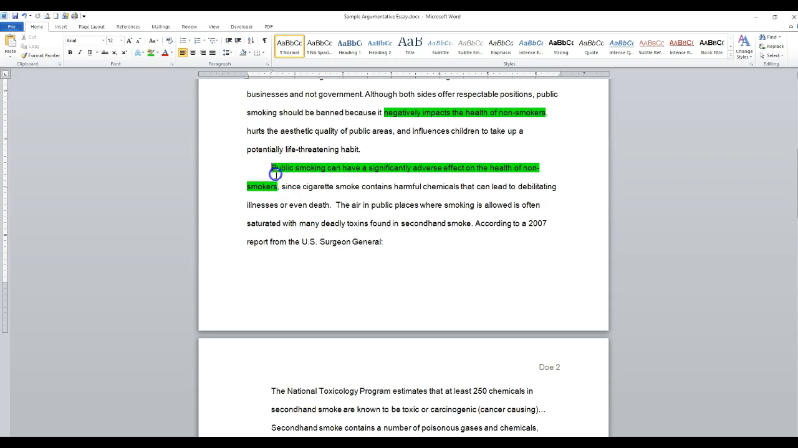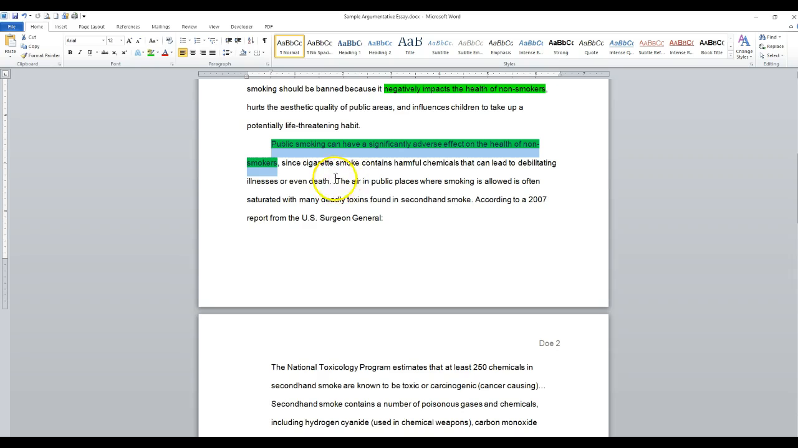By reading this, I know that this is going to be a discussion about how public smoking hurts the health of non-smokers, which again goes back to the first thing mentioned in the thesis statement. Now, as a reader, I want to make sure that the evidence provided is going to make sense, that this person is in fact proving the point they've made, which again corresponds to what they say in the thesis statement.